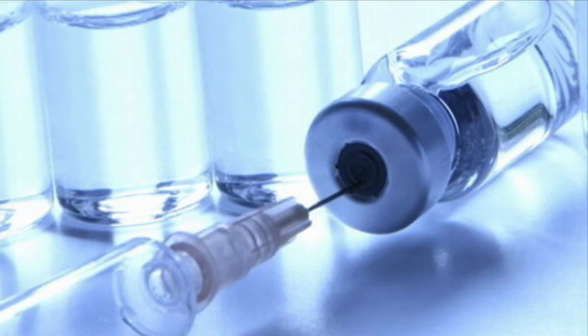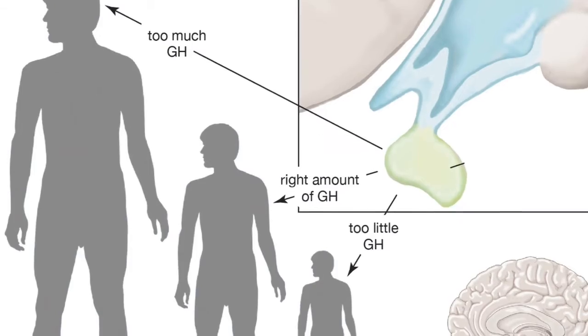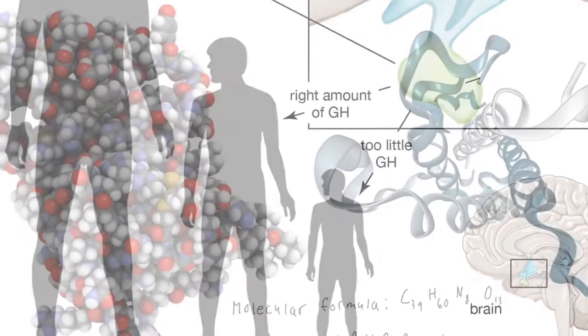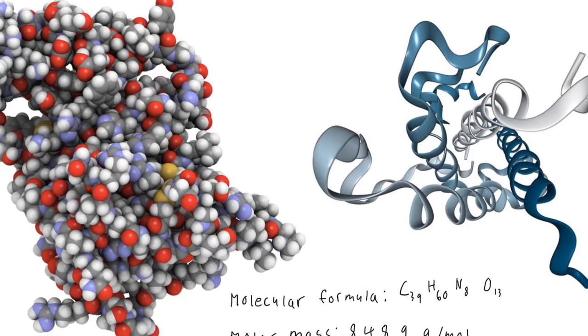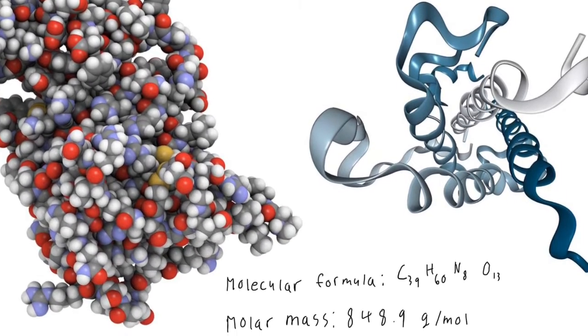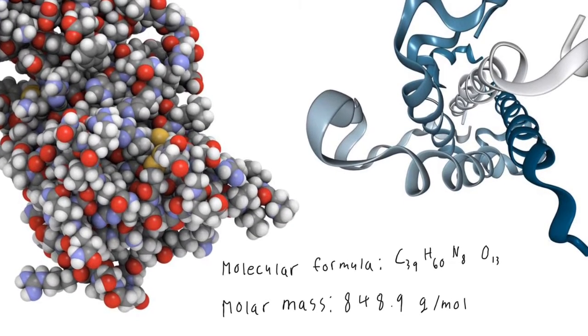Growth hormone, also called somatotrophin or HGH, stimulates the growth of all tissues of the body, including bone. HGH has a molecular formula of C39H60N8O13 and a molar mass of 848.9 grams per mole.